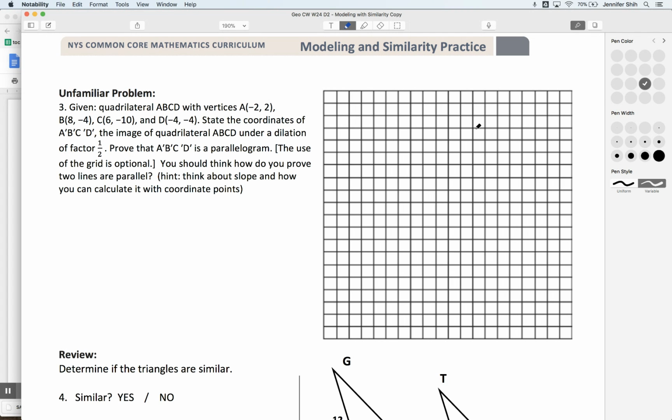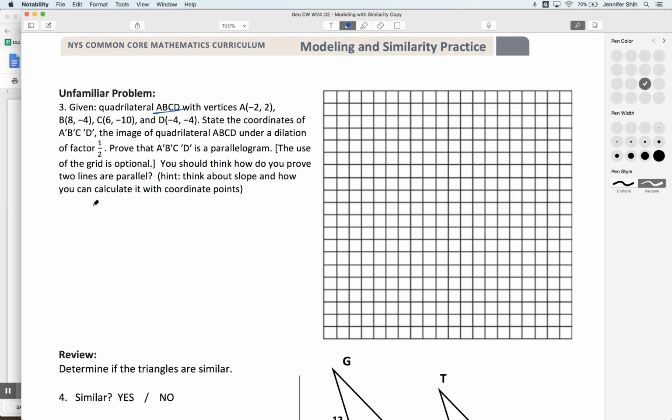All right, so given a quadrilateral A, B, C, D with these vertices, state the coordinates of A prime, B prime, C prime, D prime, the image of the original quadrilateral under a dilation of a factor of 1/2. Then you have to prove that A prime, B prime, C prime, D prime is a parallelogram. So the grid is optional.